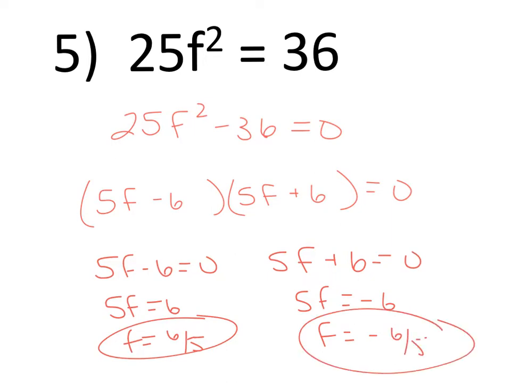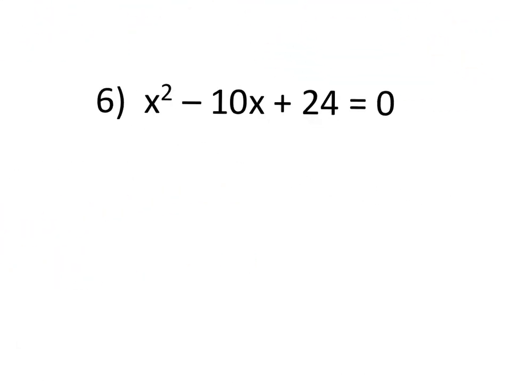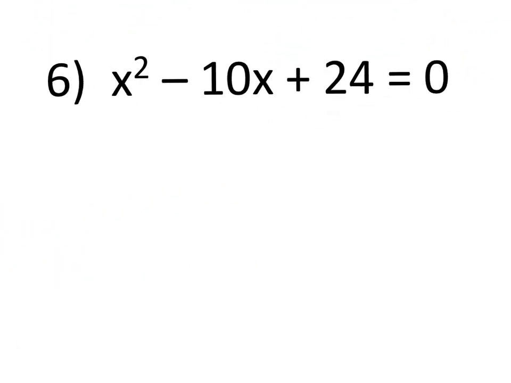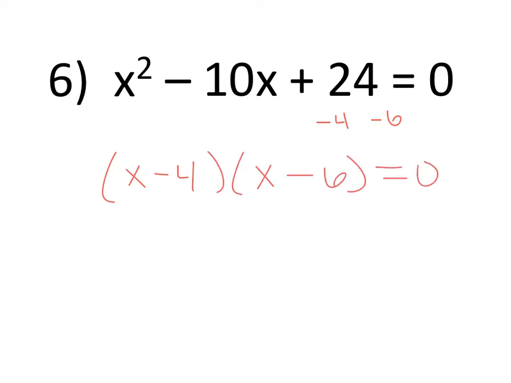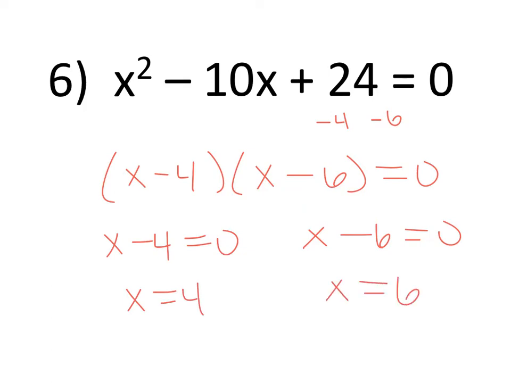Okay. All right, number 6. I already set equal to 0, so I'm just looking for factors of 24 that get me negative 10. So it would be negative 4 and negative 6. When I multiply, I get positive 24, but when I put negative 4 and negative 6 together by addition, I get negative 10. So I get x minus 4, x minus 6 equals 0. Now set each factor equal to 0 and solve, and we're going to end up with 4 and 6 when we solve them out.